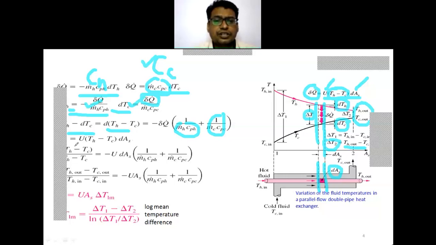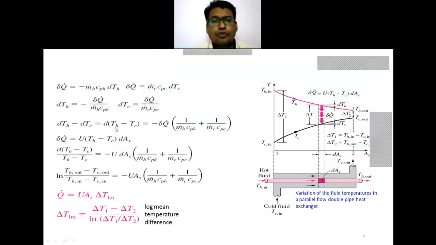And the second equation is Q equals U delta T into dA, the same equation that is taken into account. So here, the differential of temperature Th minus Tc is equal to this Q and this Q, which have been equated.